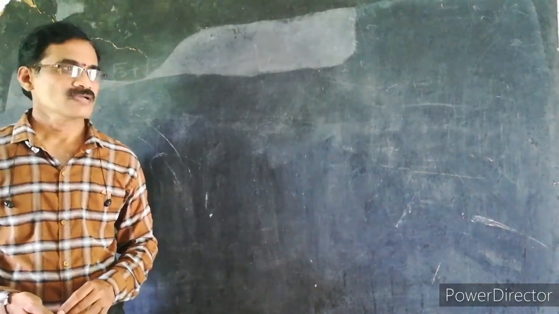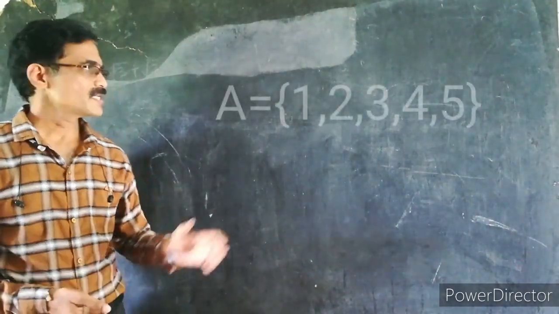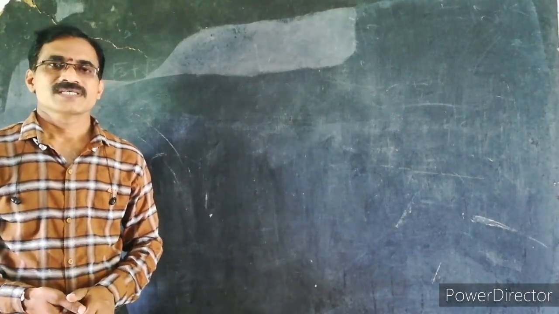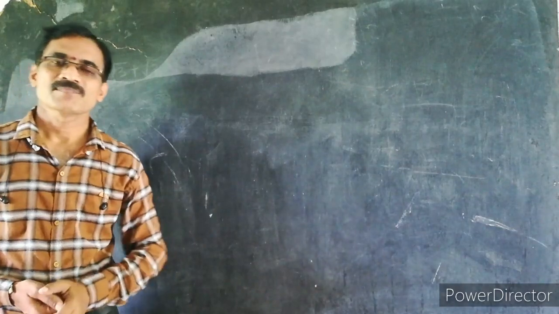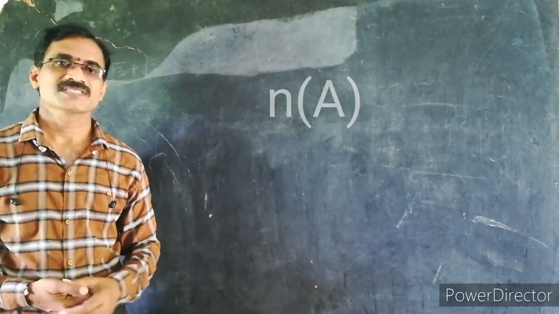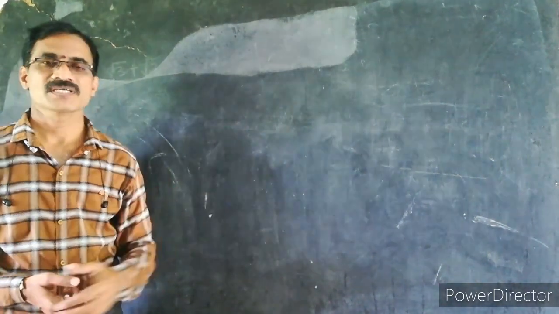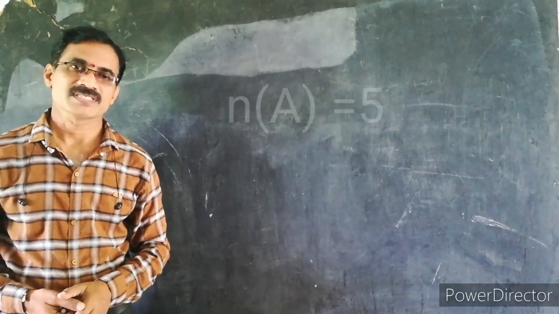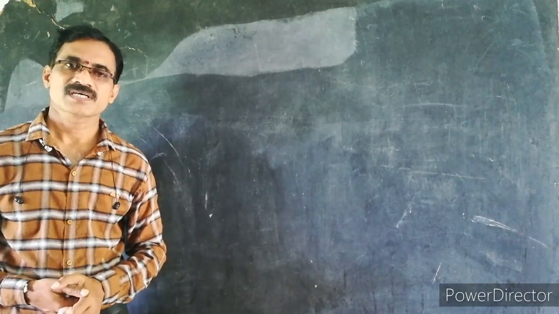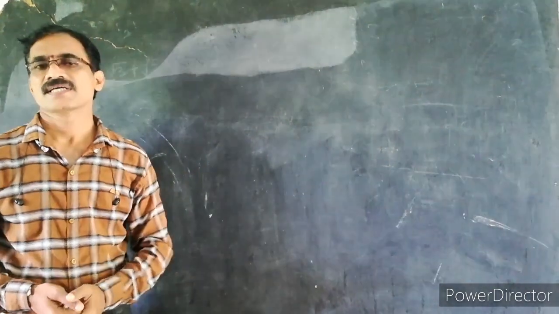For example, in a set A, the elements 1, 2, 3, 4, 5. And what is the cardinal number of the set? It is denoted by n(A), means number of elements in A. How many elements are there? Count here. Yes, 5 elements. So n(A) is equal to 5. That is the cardinality of the set or cardinal number of set. It is denoted by n(A).